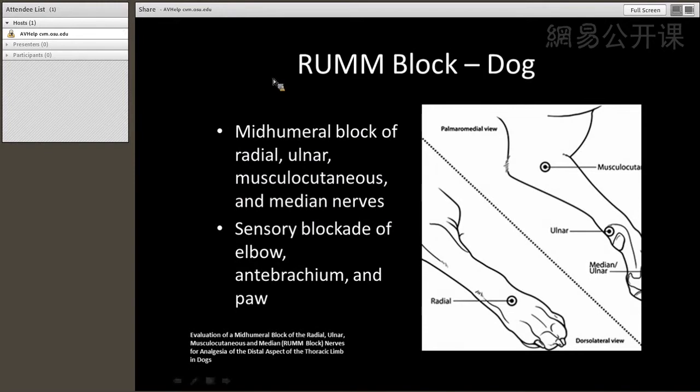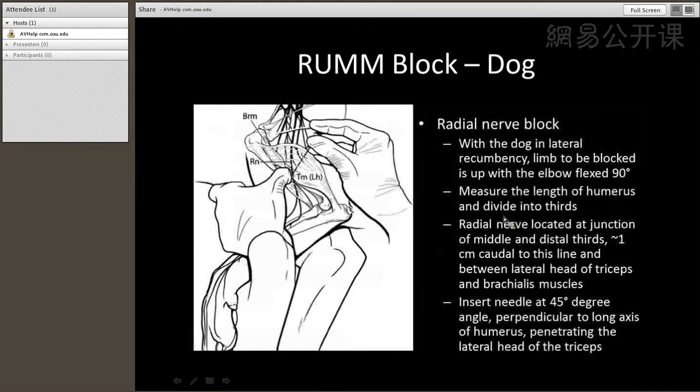And this is kind of the description. So I'm not going to read this to you, and you do not need to know how to do this for the exam. I'm not going to say, like, at what point do you need to divide your, I don't know, what does it say? Radial nerve is located at the junction of the middle and the distal thirds of the length of the humerus. So I'm not going to ask you anything like that.